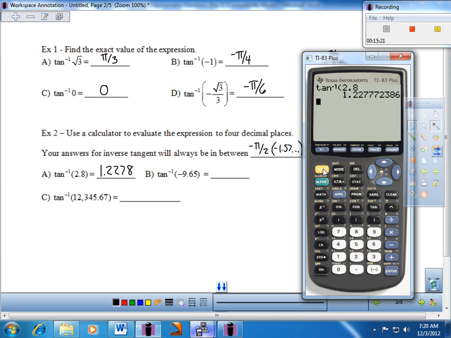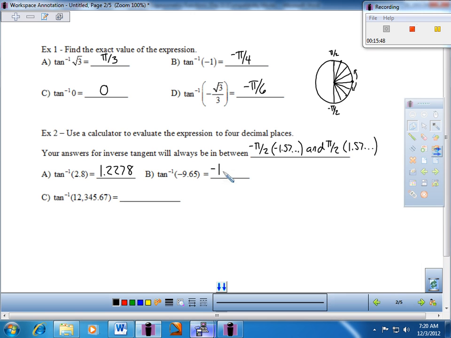Inverse tangent and negative 9.65. Again, so you're asking the calculator to come up with the angle measure in our interval that has a tangent ratio. Remember, tangent ratio would be y over x on the coordinate plane. So a tangent ratio of about negative 9.65. And so that would be it right there. To about 4 decimal places, negative 1.4675. Okay, very good. And then the last one, remember, we can have any number as the tangent ratio.